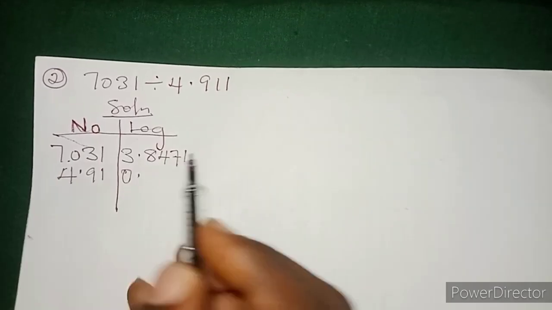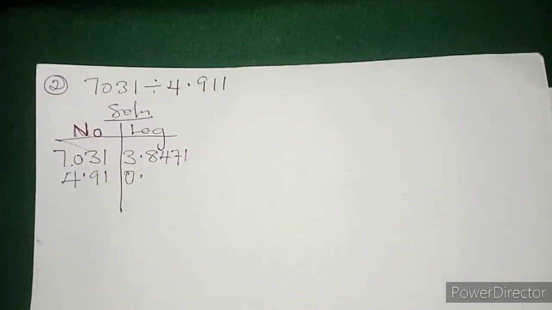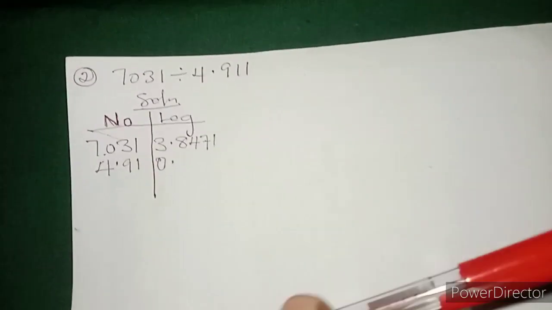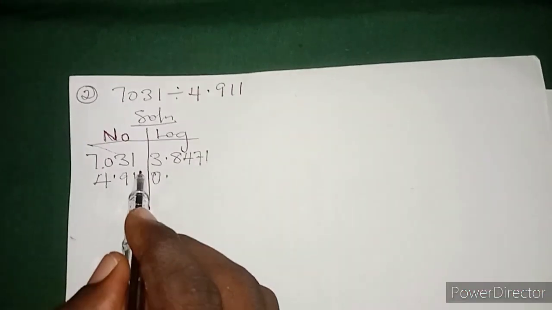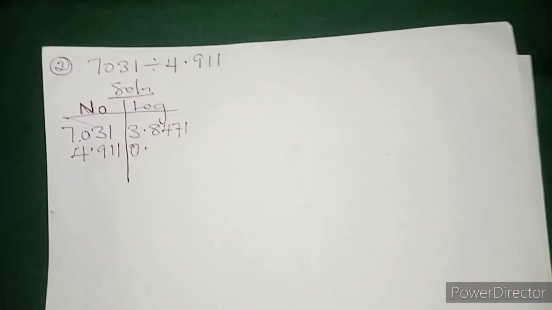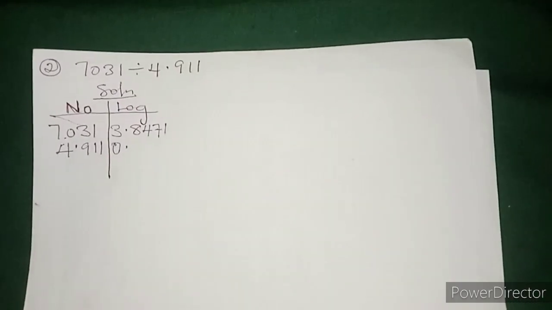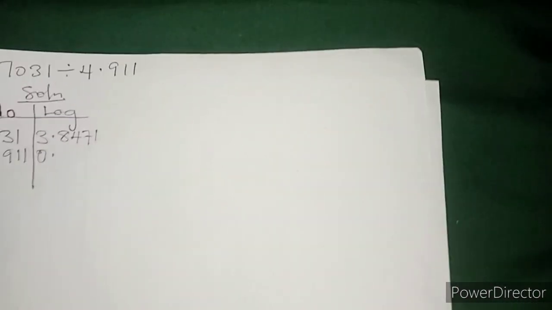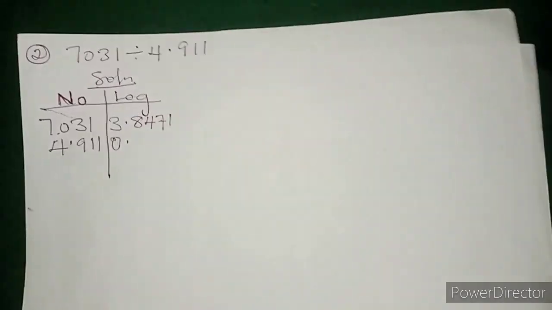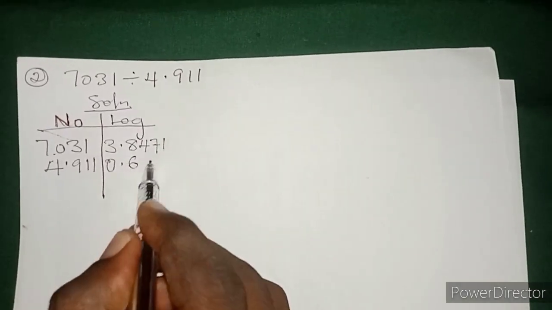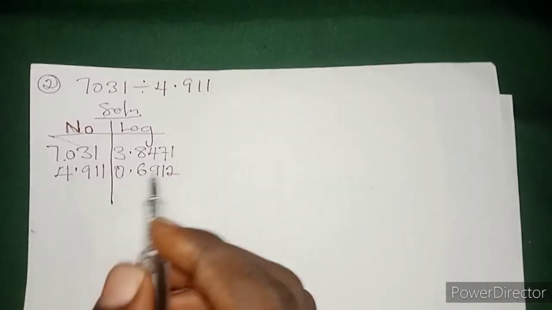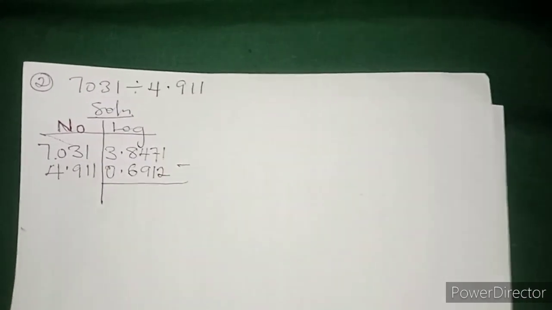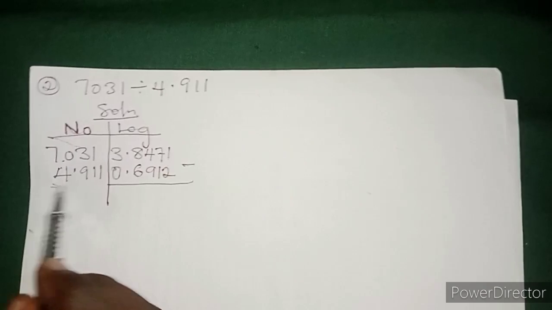Then we look for 49 under 1 difference 1. 49 under 1 difference 1 will give us 6912. So what will be our operation here? Because it's division, we'll now subtract.